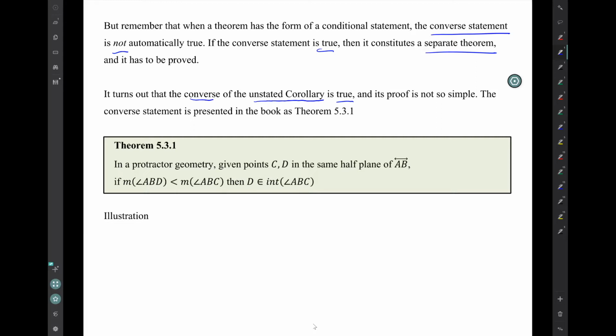Theorem 5.3.1 says, in a protractor geometry, given points C and D in the same half plane of line AB, if the measure of angle ABD is less than the measure of angle ABC, then D is in the interior of angle ABC. Now I'm going to illustrate that with a couple of drawings. It might seem silly to make two separate drawings when the first drawing kind of gives away everything, but I think you'll see what I'm getting at. I'm going to go ahead and make both drawings.